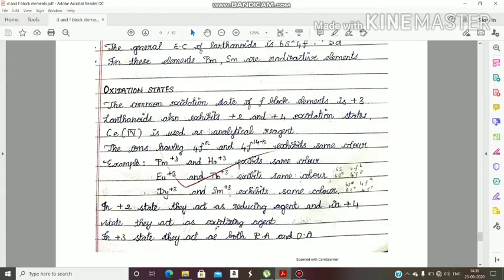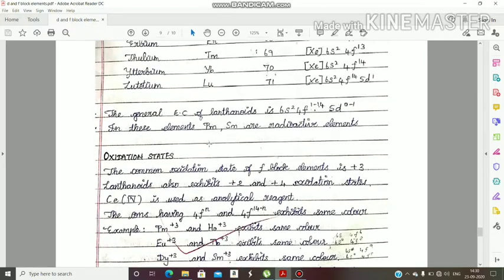Analytical reagent means that compound can be used to estimate the other compound in volumetric analysis. Next, the ions having 4fn and 4f14-n configurations exhibit the same color. The ions having 4fn configuration and 4f14-n configuration exhibit the same color. For example, Pm+3 and Ho+3. Both are having the same electronic configuration.